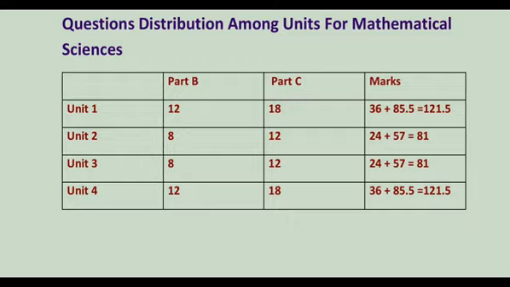Unit 3 also usually gives 8 questions in Part B and 12 questions in Part C, with a total mark of 24 plus 57, which is equal to 81. For Unit 4, there are 12 questions in Part B and 18 questions in Part C. Hence, the total mark is 36 plus 85.5, which is equal to 121.5.